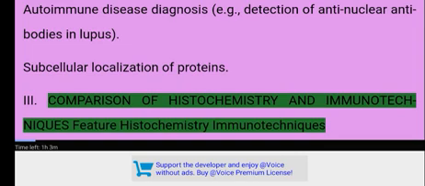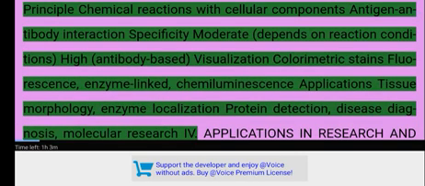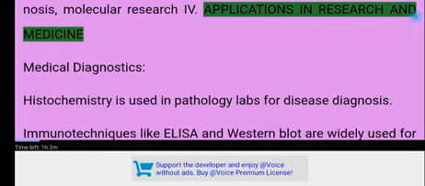3. Comparison of histochemistry and immunotechniques. Principle: chemical reactions with cellular components for histochemistry, antigen-antibody interaction for immunotechniques. Specificity: moderate, depends on reaction conditions, versus high. Visualization: colorimetric stains versus fluorescence, enzyme-linked, or chemiluminescence. Applications: tissue morphology and enzyme localization versus protein detection, disease diagnosis, and molecular research. IV. Applications in research and medicine.